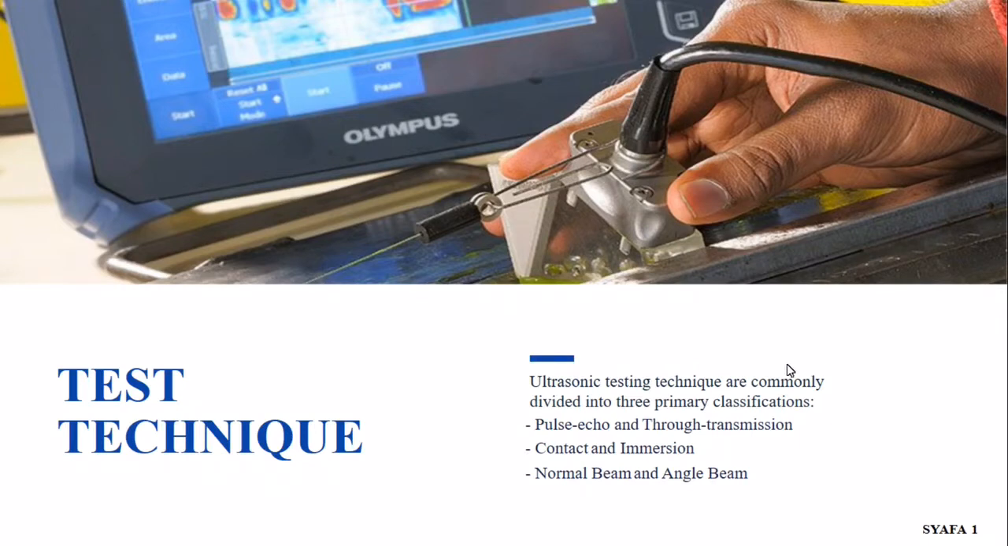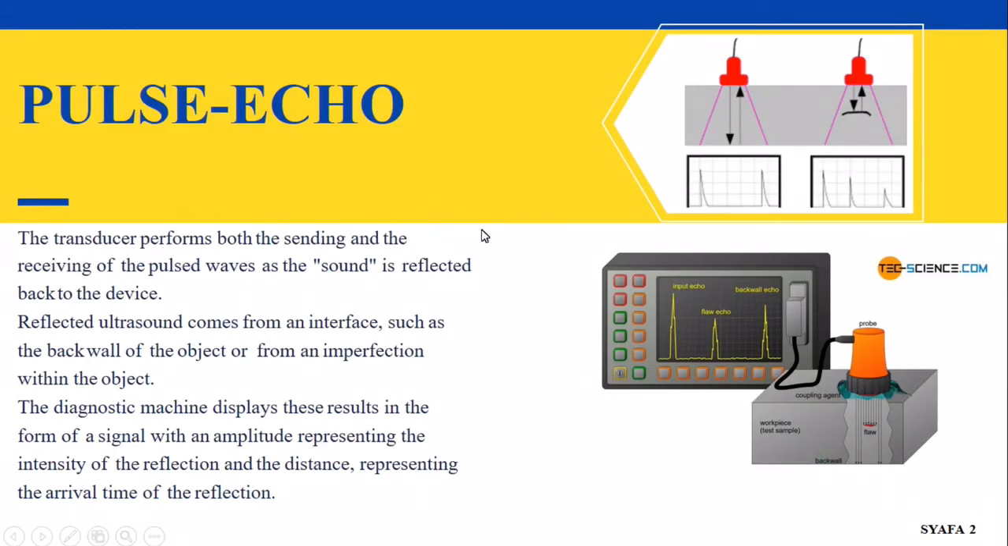Today I will be presenting about test technique in ultrasonic testing. These are the three primary classifications of the ultrasonic testing technique. In pulse echo testing, the transducer performs both the sending and the receiving of the pulse wave as the sound is reflected back to the device.